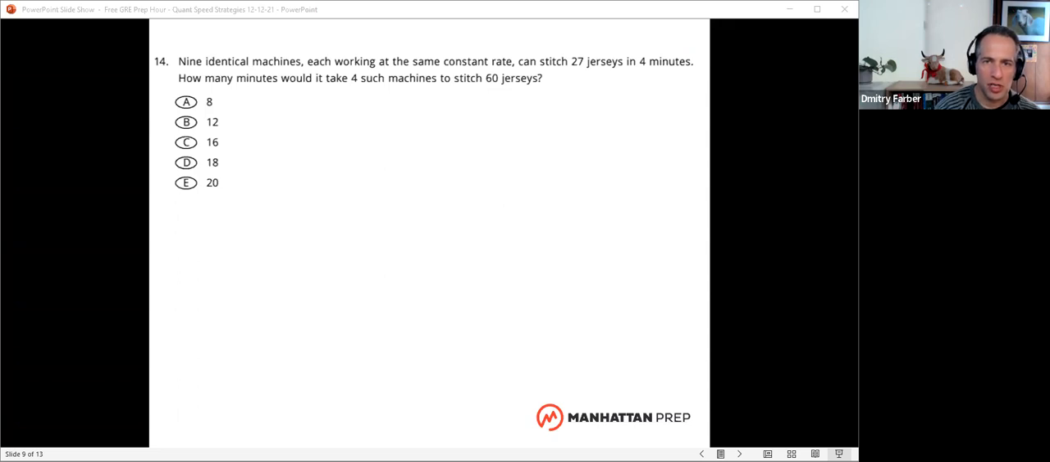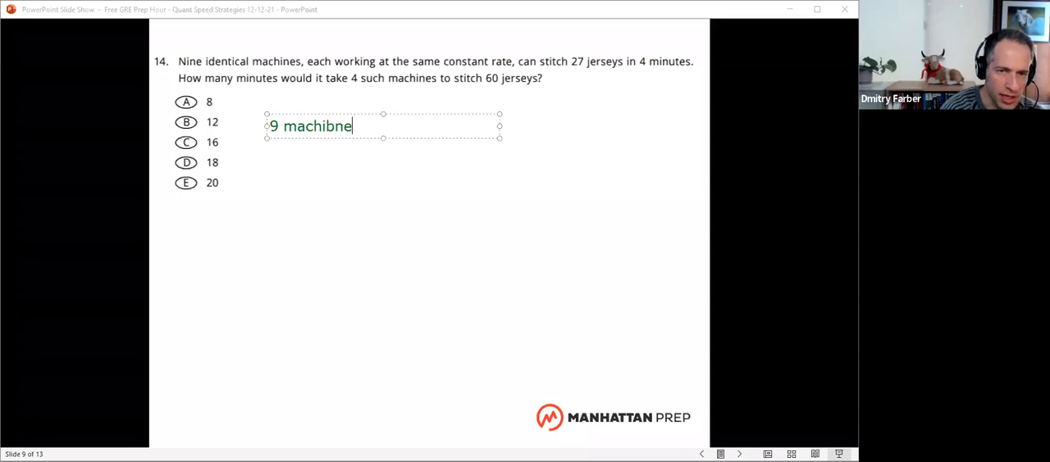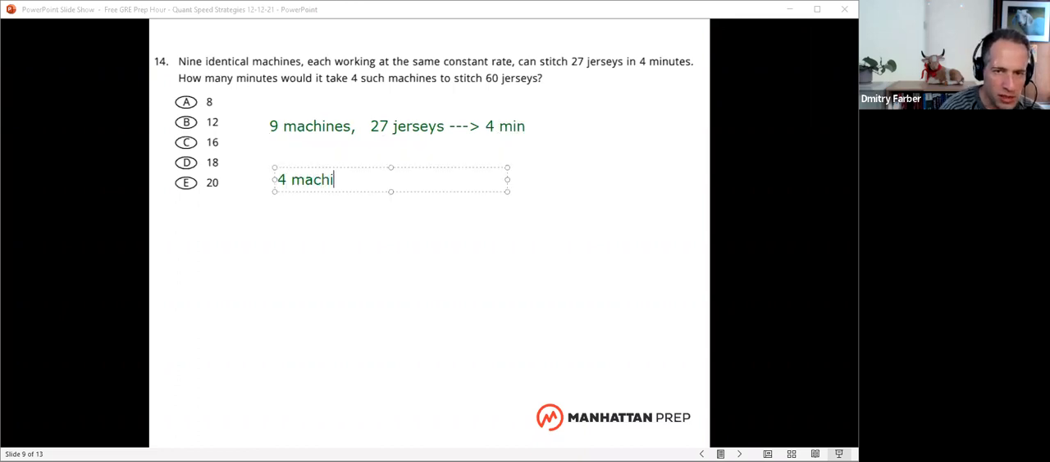And I might sort of just jot some of this down on my scratch paper. So I might say, okay, 9 machines. I can do a table, right? And I've often done that. 9 machines, 27 jerseys. Okay, that's going to be 4 minutes. So I look at what I have here. I want to have 4 machines, and I want to have 60 jerseys, and I want how many minutes? And so I can front load partly just by writing this down and being clear.